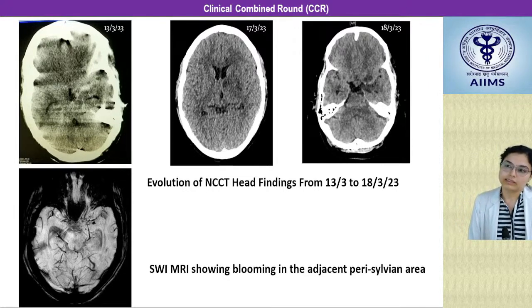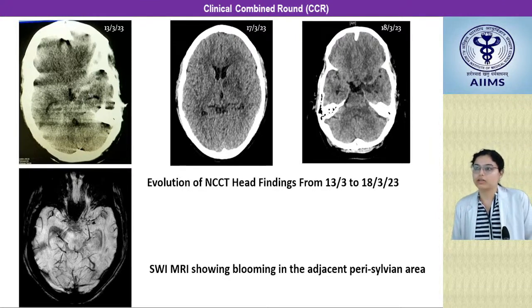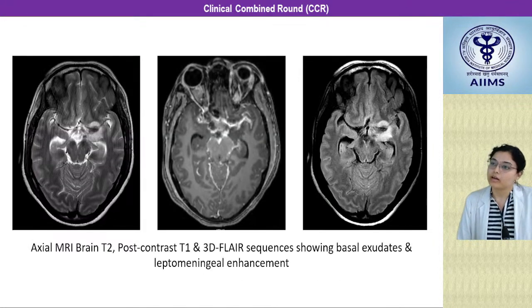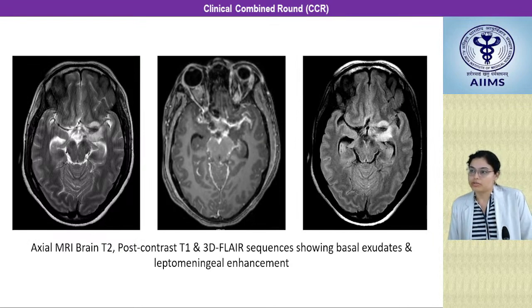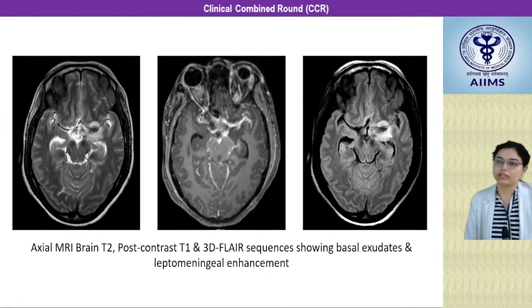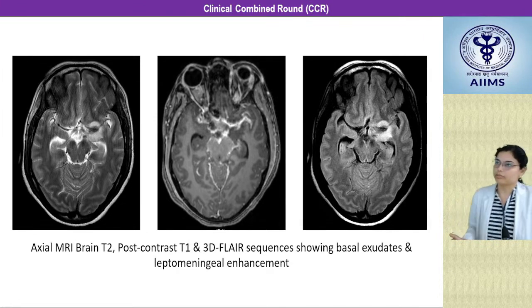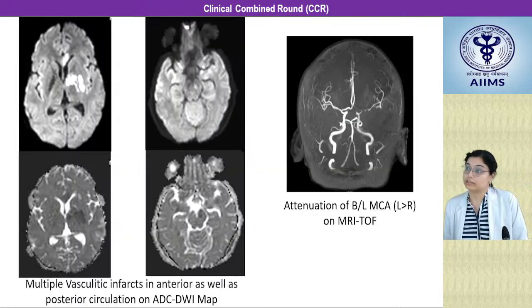This is a susceptibility weighted imaging MRI, which was also described by our colleague, showing a blooming in the adjacent perisylvian area on the left side. This is the MRI which was repeated with us. This is the axial T2 MRI, showing again a hyperintensity around the left sylvian area. On the post contrast, we see there are basal exudates. There are also leptomeningeal enhancements, and the FLAIR imaging confirms our findings.